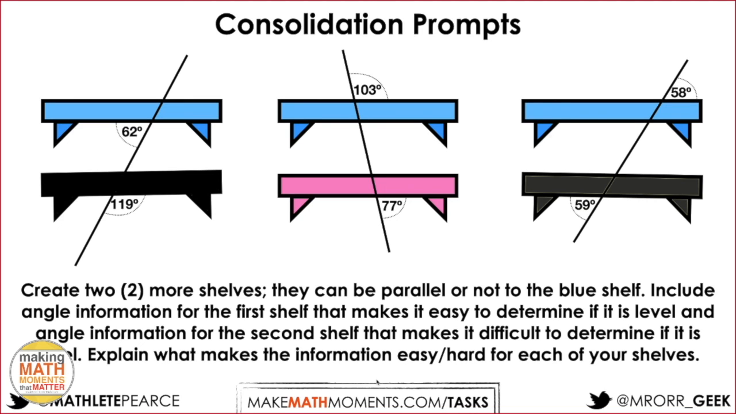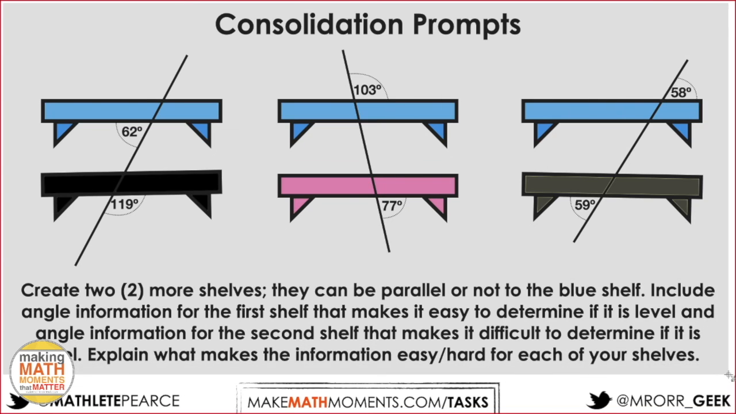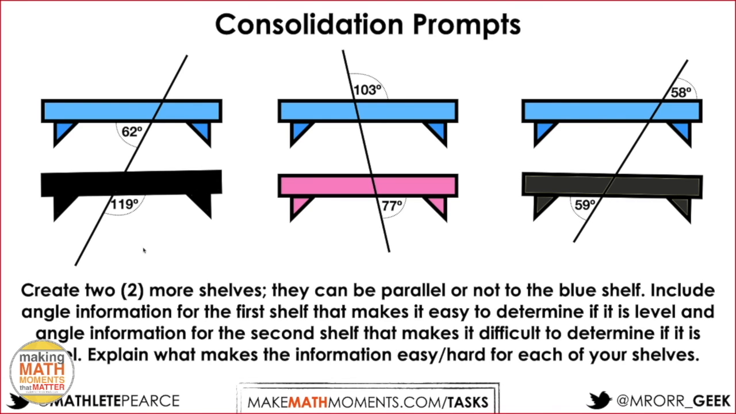And we want one of those 2 shelves to be level to the blue shelf using your own transversal line. And we want the other shelf to be not level or not parallel to the blue shelf, again, using your own transversal line. Okay, I'm going to snap another picture of this consolidation prompt. And most importantly, we want you to convince us in both of those cases.